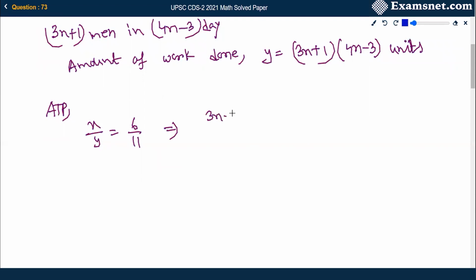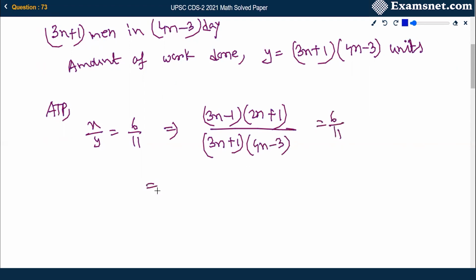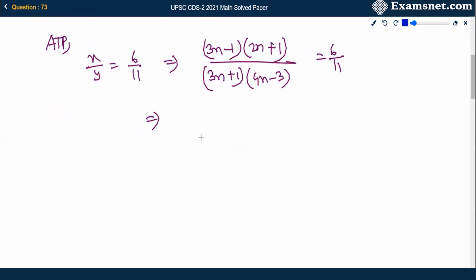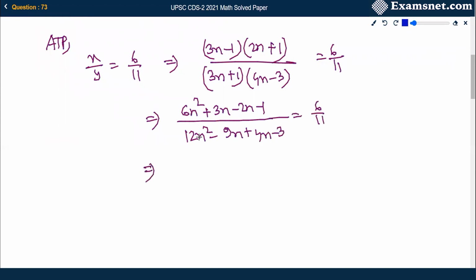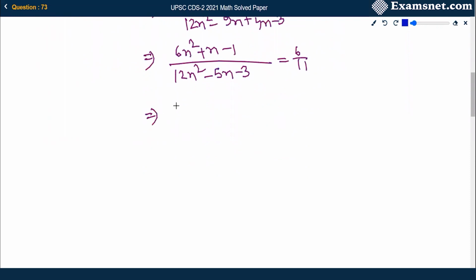So we can write 3n minus 1 times 2n plus 1 by 3n plus 1 times 4n minus 3 equals 6 by 11. First we can drop the brackets and do the multiplication. Next, 6n squared plus n minus 1 by 12n squared minus 5n minus 3 equals 6 by 11. Now we can do the cross multiplication: 66n squared plus 11n minus 11 and 72n squared minus 30n minus 18.